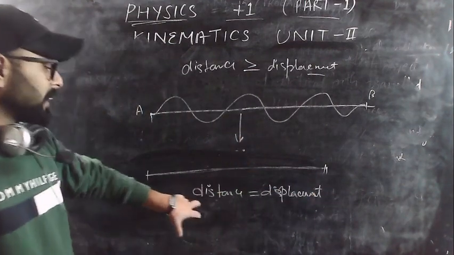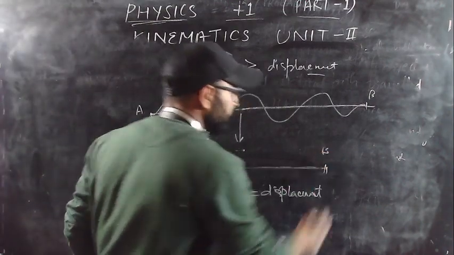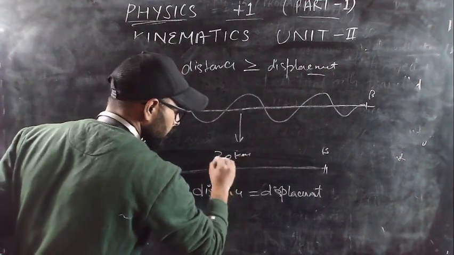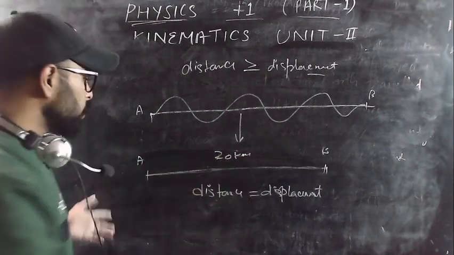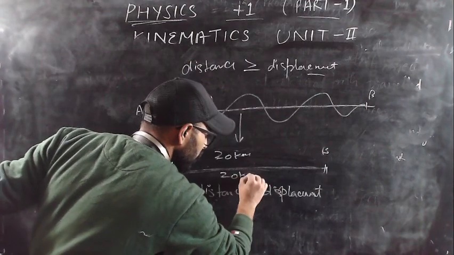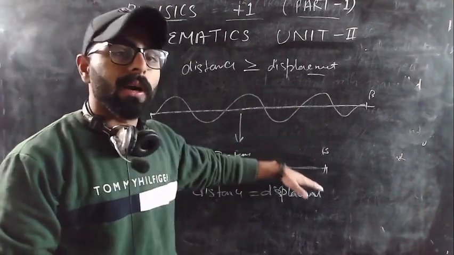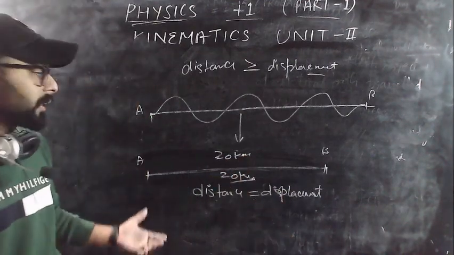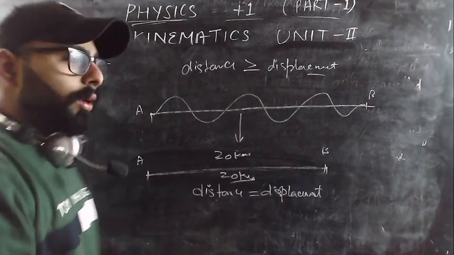In such a case, let the distance traveled by object A to point B be 20 kilometer. We can see that the distance is 20 kilometer. So what would be the displacement? That is also 20 kilometer. Why? Because there is no fluctuation in this path. It is a straight path. So for a straight path, distance and displacement are both equal. Further, we will do more examples.